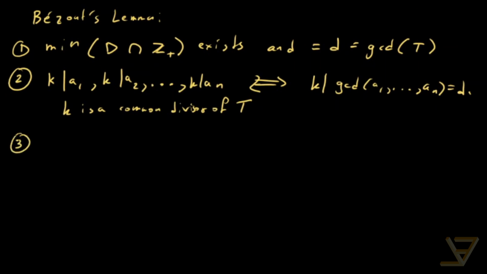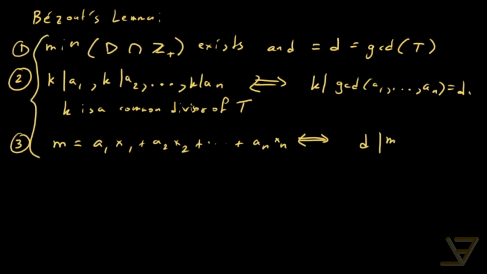And thirdly, we find that an integer m is equal to a linear combination a1 x1 plus a2 x2 all the way through to an xn if and only if m is a multiple of d. So d has to divide m. So these three components together make Bézout's lemma. And they might seem like they're different things, but there's actually a very nice way of looking at this.